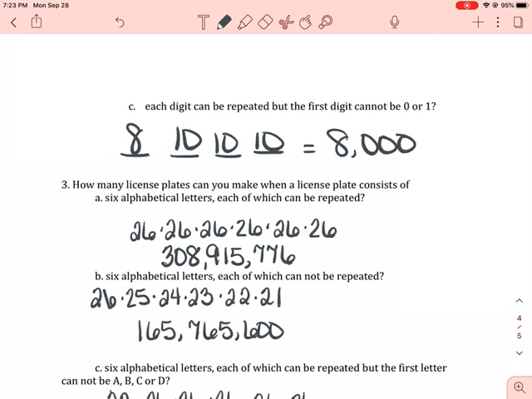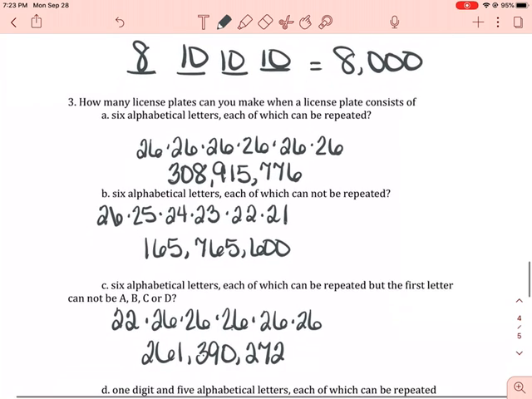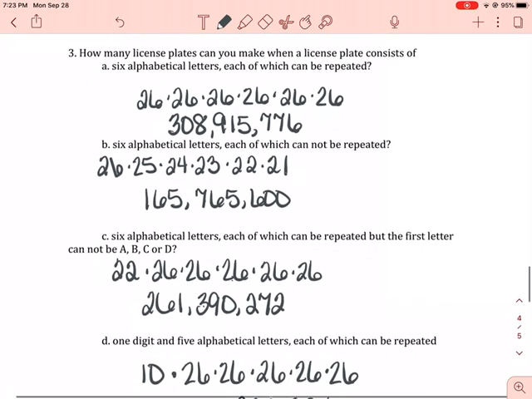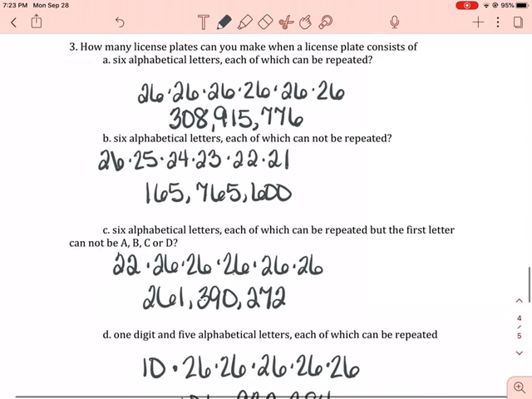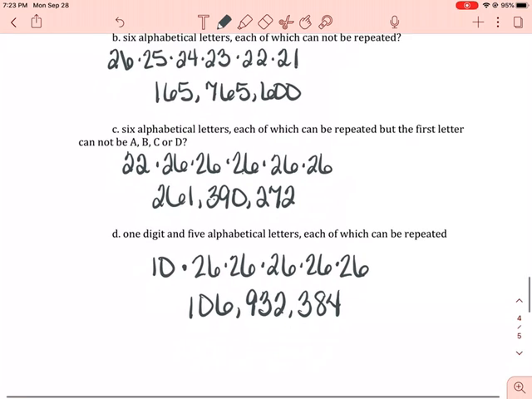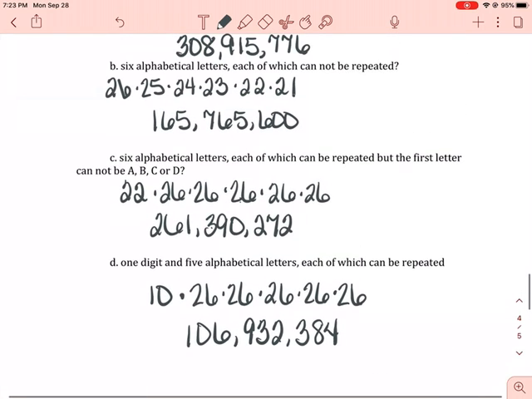All right, 6 letters of the alphabet which we can repeat, but the first letter cannot be A, B, C, or D, which means I'm down 4 letters, so there's only 22 choices for the first letter. So 22 times 26 times 26 times 26 times 26 times 26, okay? 261,390,272 different license plates. Next, 1 digit followed by 5 alphabetical letters, each of which can be repeated. So we have 10 choices for the first one, followed by 5 26s, 118,813,760 different license plates. Okay?